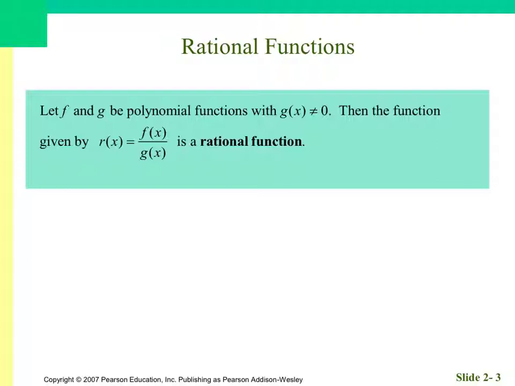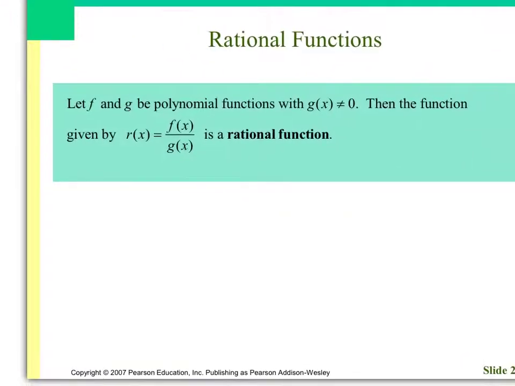Rational function. It says, let f and g be polynomial functions where g of x cannot equal 0. Why can g of x not equal 0? Because it's in the... and this is what I was looking for. Because g of x is in the denominator, guys. You can't ever divide by 0. So what they're talking about is we've seen problems like this.